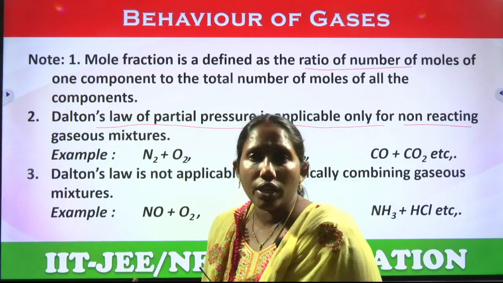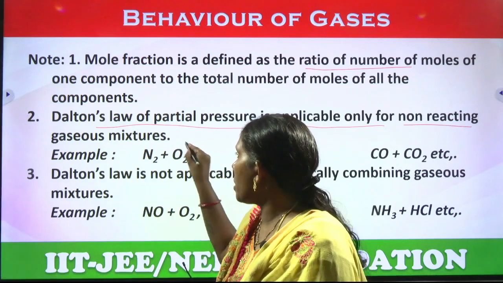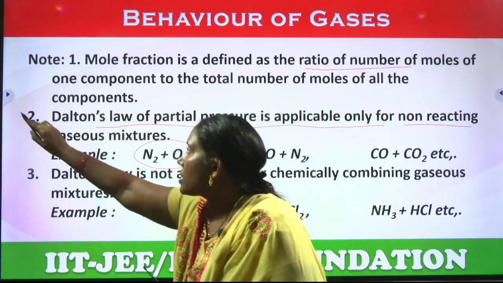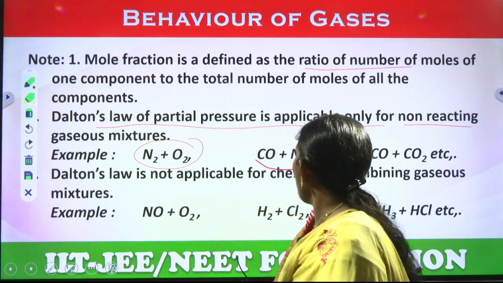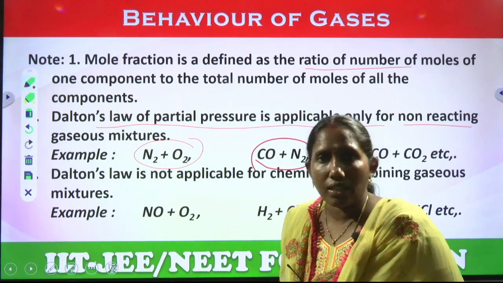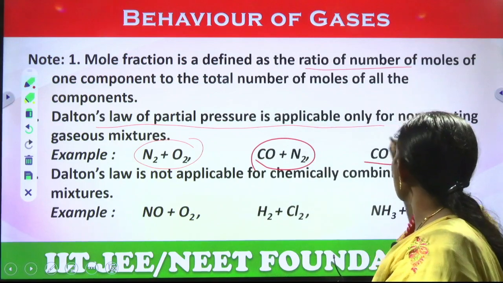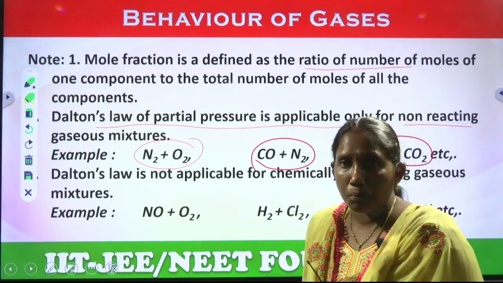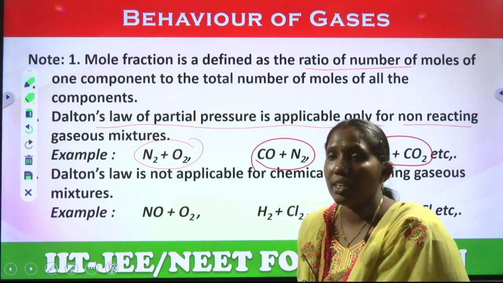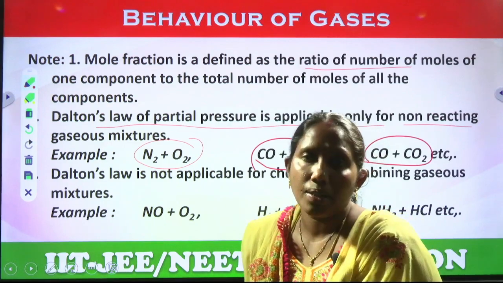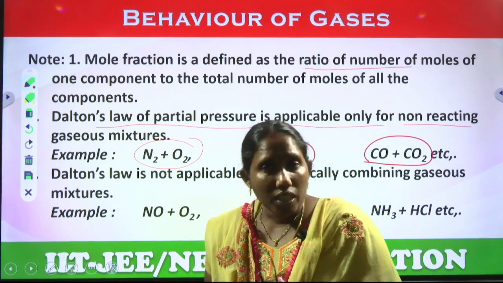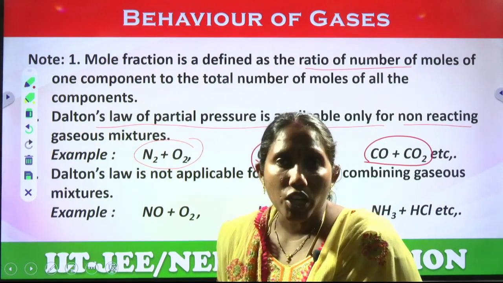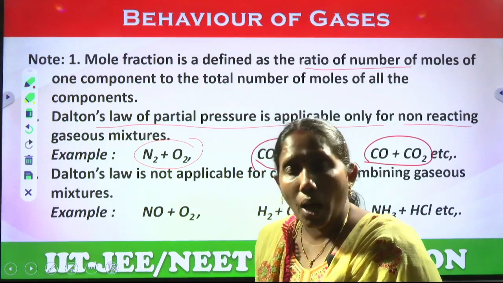What are those non-reacting gases? They have given some examples. N2 plus O2 can be considered non-reactive gases, and CO plus N2 also. CO plus CO2, carbon monoxide and carbon dioxide, are examples of non-reactive gas mixtures. And we have some more examples for which Dalton's law of partial pressures is not applicable.